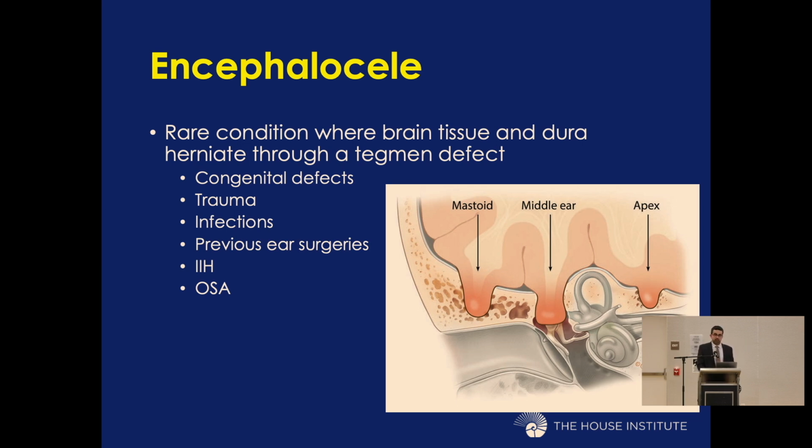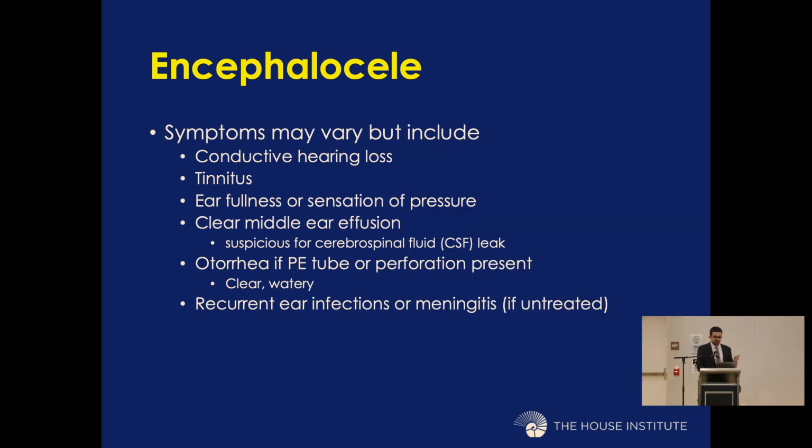And again, a lot of these patients will be a little bit on the obese side or severe obesity, and then they will have obstructive sleep apnea or intracranial hypertension. So these are kind of risk factors that when we see, we have a higher alertness that, okay, what if this patient has this condition? So symptoms may vary, but usually, again, if it's touching the ossicles, they would have a conductive hearing loss.